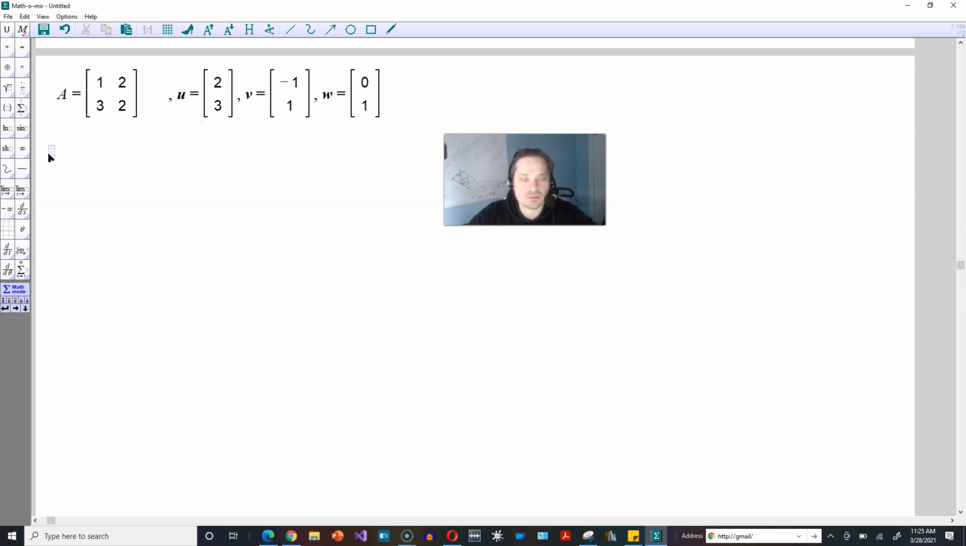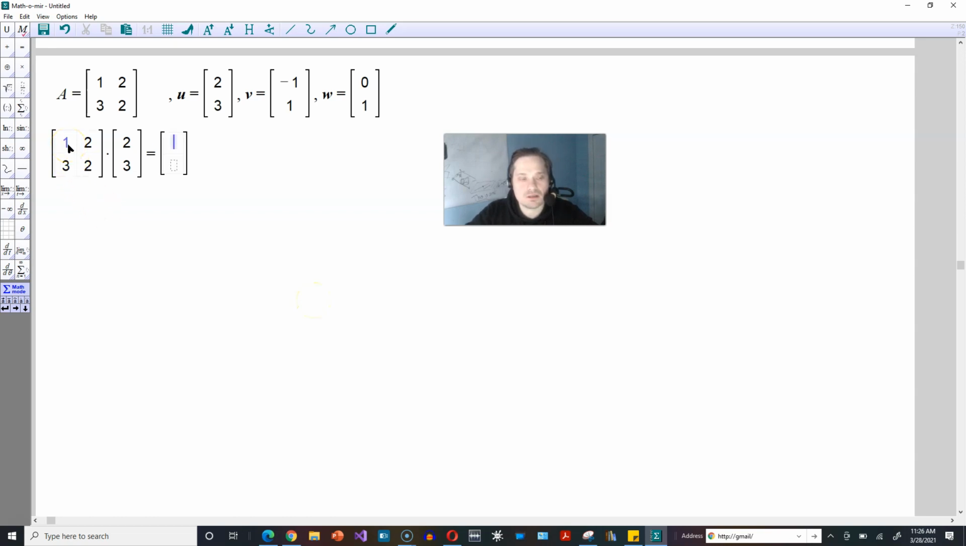Well, to check that you just simply have to see what happens when A acts on u. So we're going to do that through multiplication. I'll type here 1 and then 2 and then 3 and then 2. Next to it I'm going to put my vector there u, so 2 comma 3. Now let's carry out the multiplication of the vector by the matrix to see what the results are. So it's going to be a 2 by 1. And the way to do that, remember, is as follows.